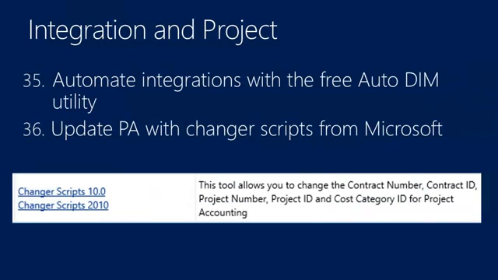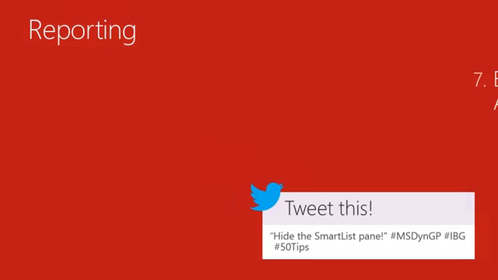If you use Project Accounting for anything, there are a set of scripts available for project accounting. These are similar to some of the other tools around. They'll let you change things like the contract number, the contract ID, the project number. We just want to make sure that people know that those are available because they don't get populated too much.